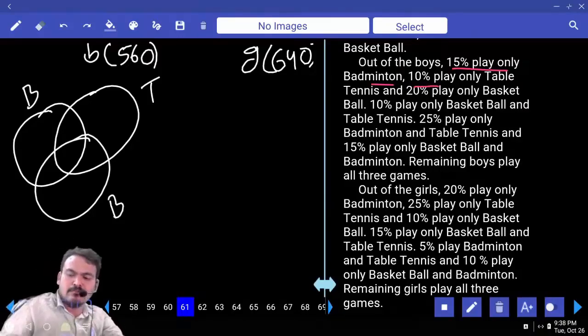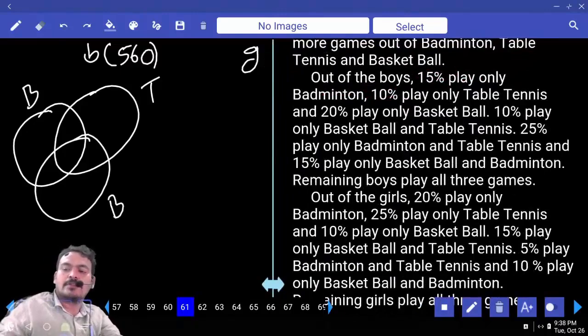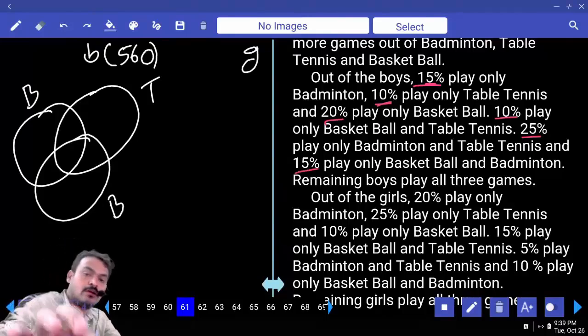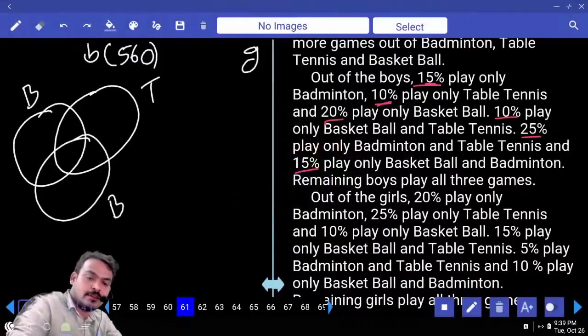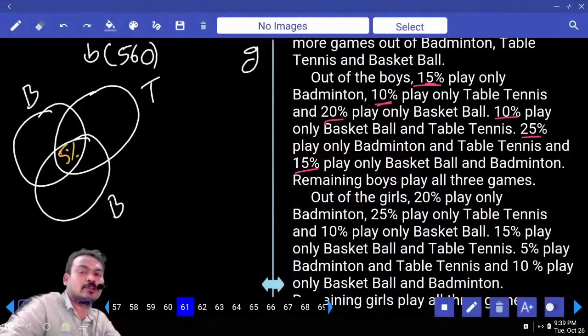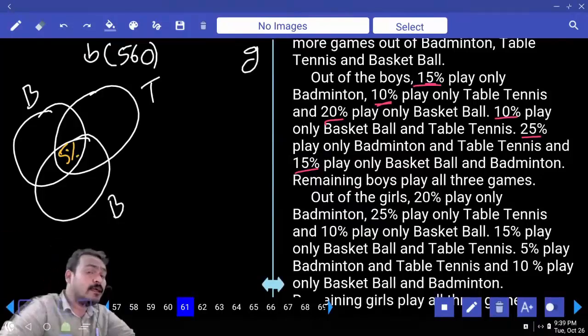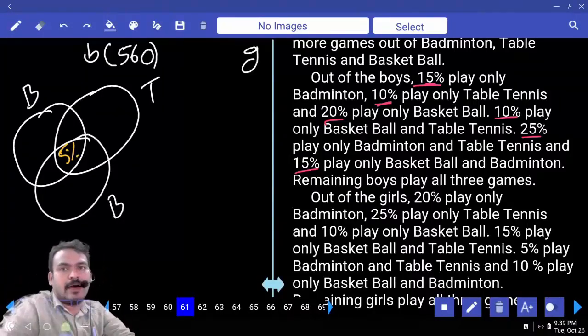Okay. Out of the 100%, first one is how much percent completed? 15. Second one, 10. All the percentages are added. 15 plus 10, 25. Plus 20, 45. Plus 10, 55. Plus 25, how much? 80. 80 plus 15, 95. What is the remaining percentage? 5%. That 5% is all the sports, not only one sport. Then write down the remaining values also in the diagram.